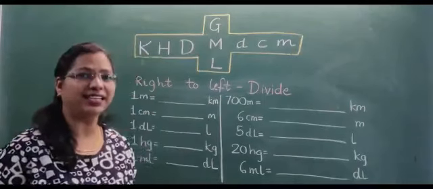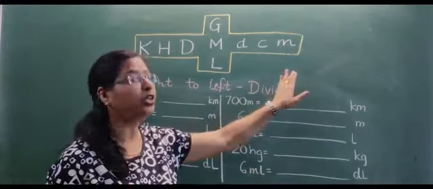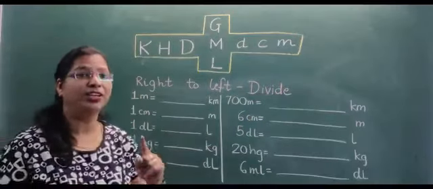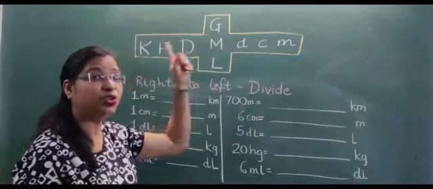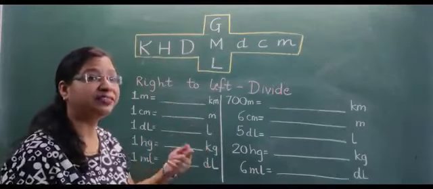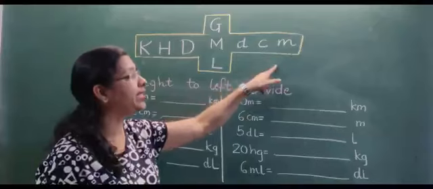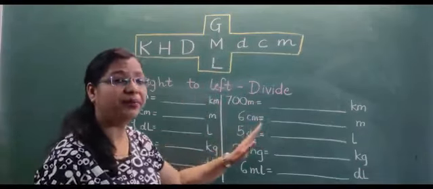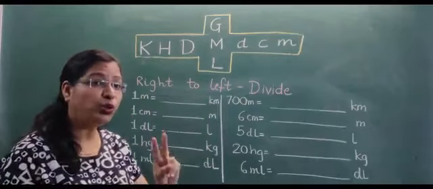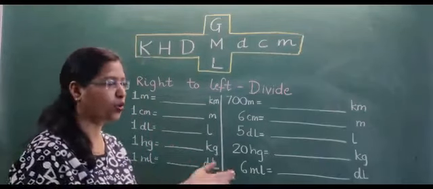Now let us understand the conversions from smaller units to bigger units. You have to keep in mind that when you are moving from right to left, you have to go on dividing. Dividing by 10 if you are moving 1 place to the left, dividing by 100 if you are moving 2 places to the left and so on.